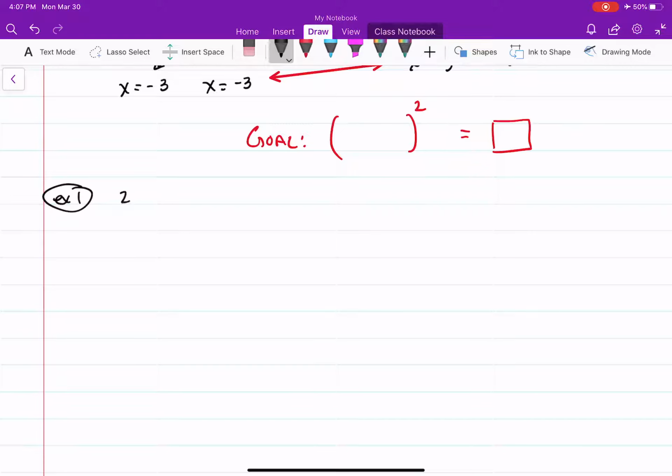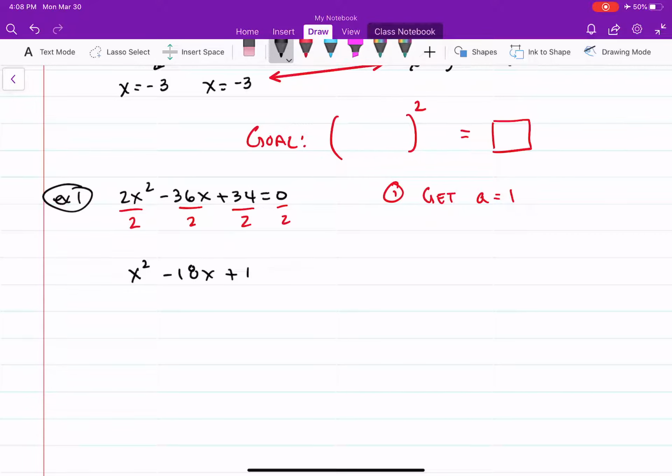Let's say I got 2x squared minus 36x plus 34 equals 0. Okay, so my step 1 is going to be to get my a to equal 1. Well, to do that, since a is equal to 2, I'm going to divide by 2, because 2 divided by 2 would give me 1. So I got x squared minus 18x plus 17 is equal to 0. So my a is equal to 1.